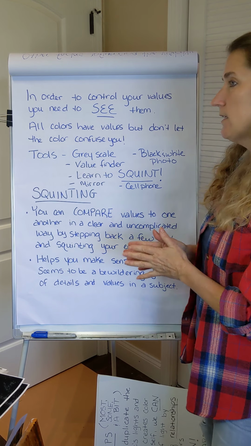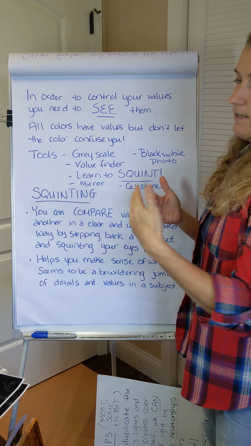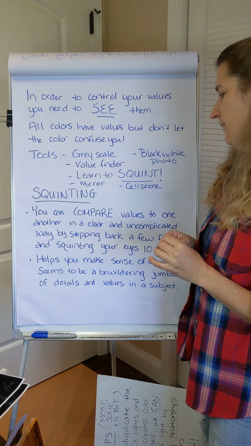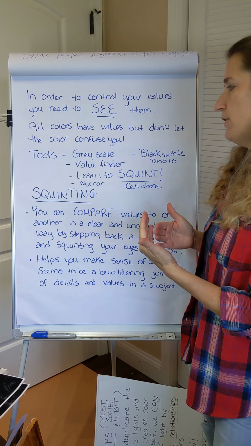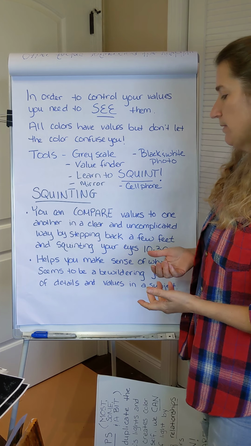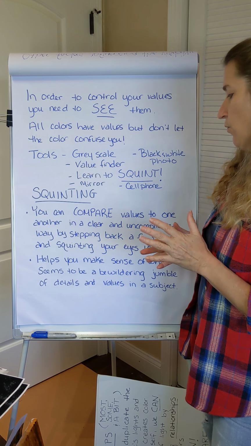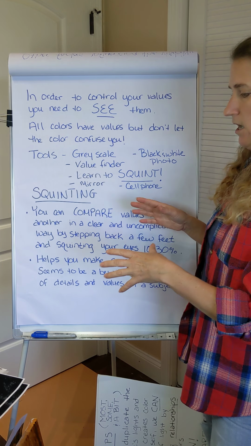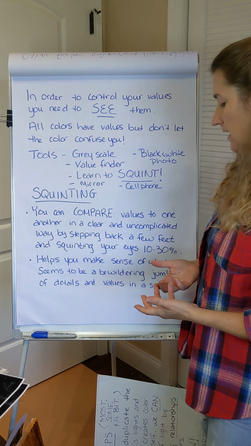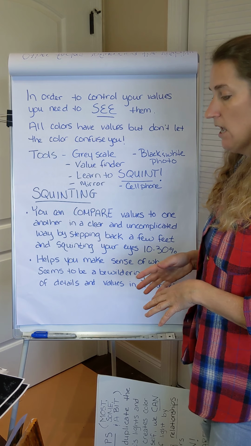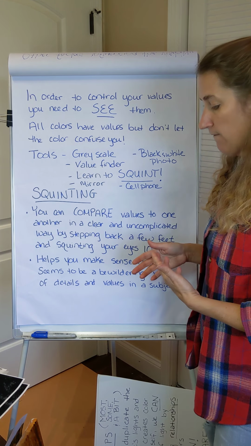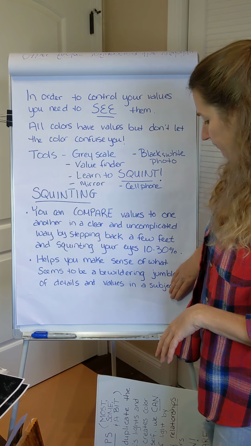Now, when we talk about squinting, you're stepping back and you're closing your eyes about 10 to 30%. When you do this, it helps you compare your values to one another in a very clear and uncomplicated way. So it helps you make sense of what can be a very complicated, bewildering jumble of details and values in a subject, especially if you have a lot of bushes and shrubs and trees, which I think could be very difficult to see.